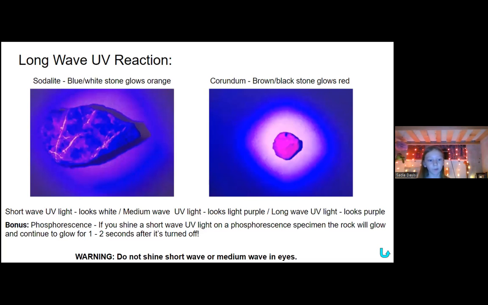Bonus: phosphorescence. If you shine a shortwave UV light on a phosphorescent specimen, the rock will glow and continue to glow for 1 to 2 seconds after it's turned off.